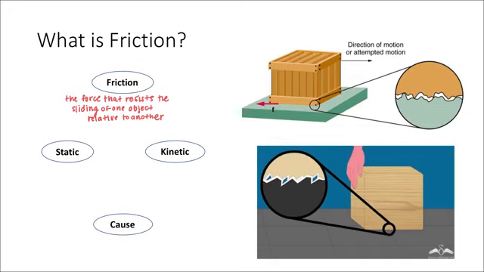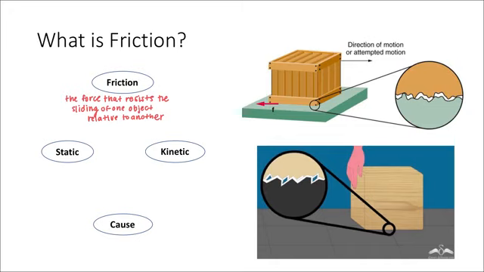Now it's also helpful to define two different kinds of friction. We can have static friction or we can have kinetic friction. Static means not changing, or in other words, not moving. So static friction is a kind of friction that exists between objects that are not moving. In this case, friction is resisting the attempted motion of that object.